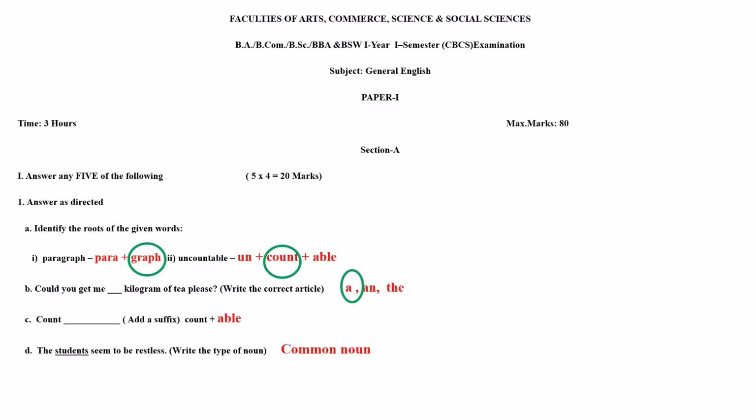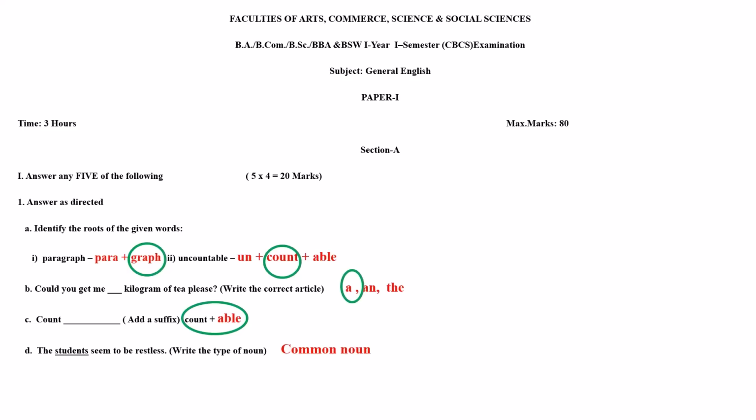Count dash, add a suffix. So what suffix you can add? You can add able. Okay, countable, or less also you can add, countless also is the right answer, students.